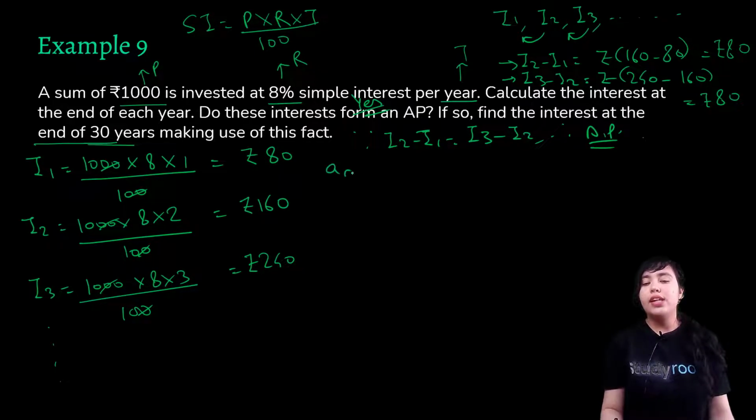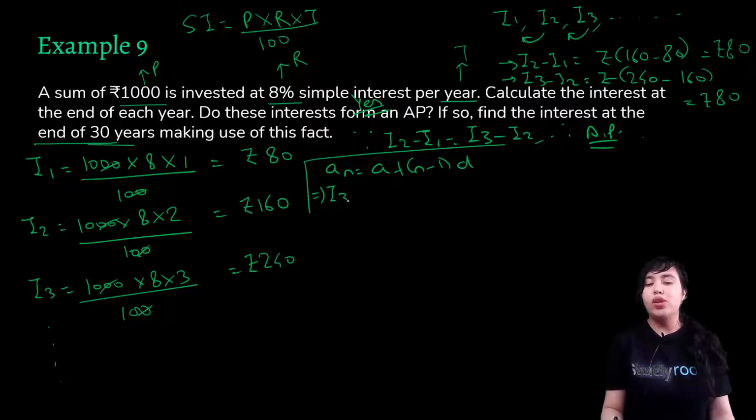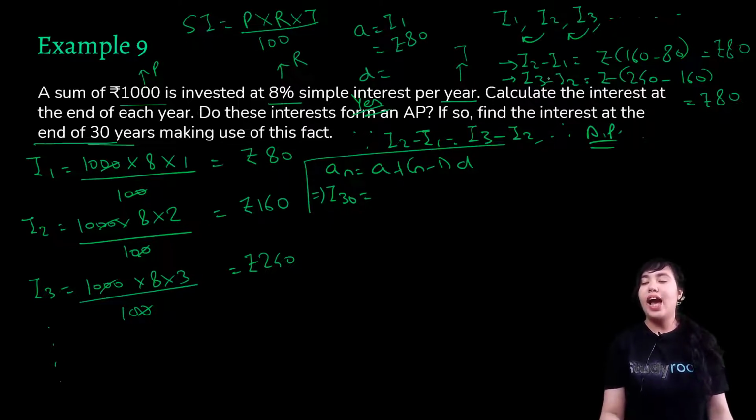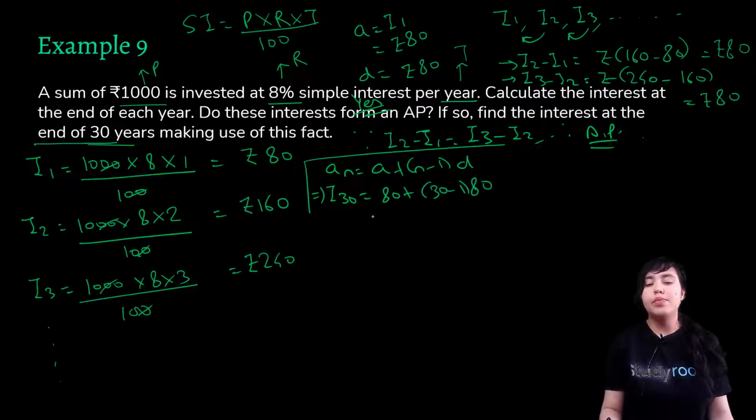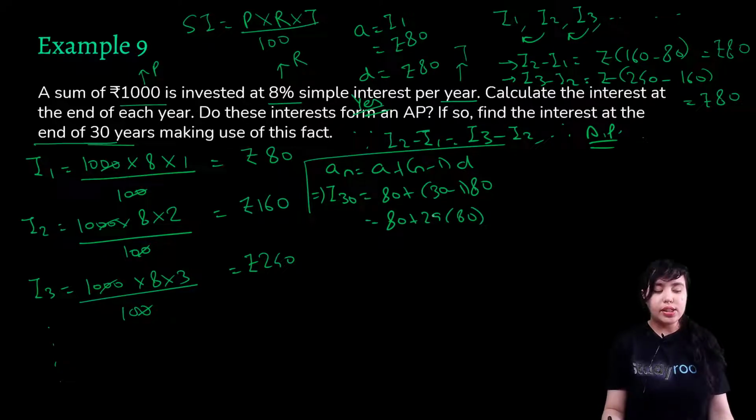We know that AN is equal to A plus N minus 1 into D. Making use of this formula, we can find out I30. So here N is 30. Now what is A over here? A is equal to I1 in this AP, which is rupees 80. And D is I2 minus I1 or I3 minus I2 in this AP, which is again rupees 80. So A is 80 plus N is 30, so 30 minus 1 into 80. So that turns out to be 80 plus 29 into 80.